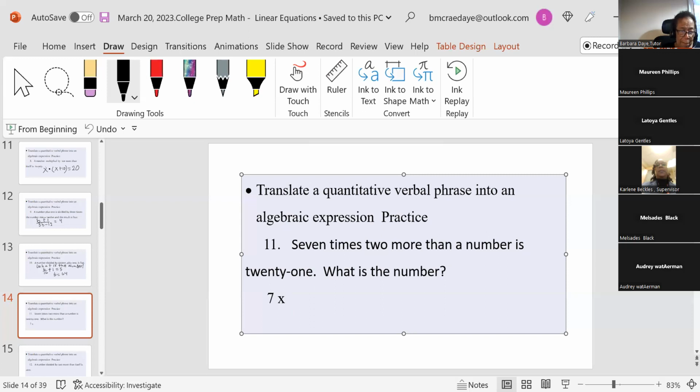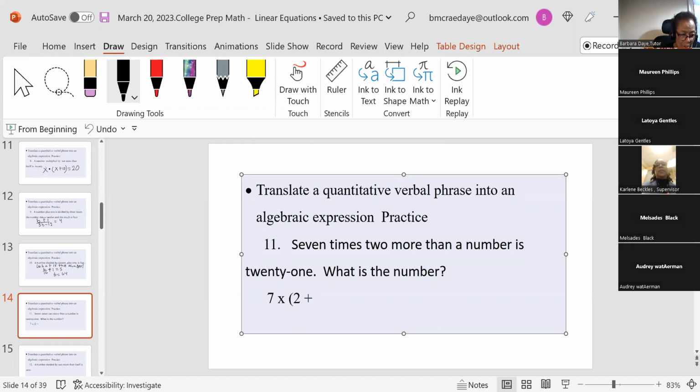I could put 2x. More than is adding. Plus. What is 2 more than a number? What would I write, Maureen? Plus. You put a 2 there. Okay, 2 plus. And what is your number? X.